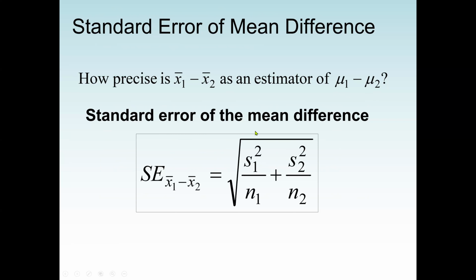So the standard error of the mean difference will be the square root of s1 squared, which is the sample 1 variance, divided by sample 1 size, plus sample 2 variance divided by sample 2 size, square root. And that will give us the standard error of the mean difference.